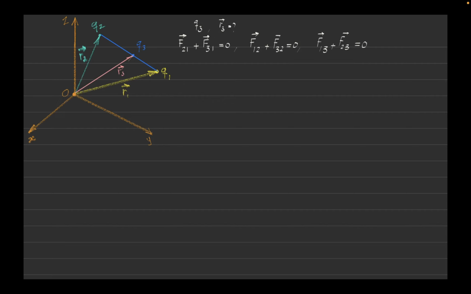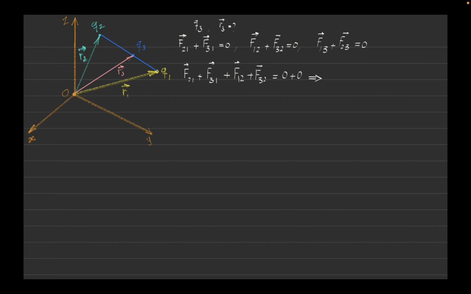To make it clear, I am telling you that if this is granted and this is also granted, this one will automatically follow. To show that, let me add this equation and this equation side by side. What will I have? I will have F21 plus F31, the left side of the first equation, plus F12 plus F32, the left side of the second equation, and on the right hand side I have 0 plus 0.